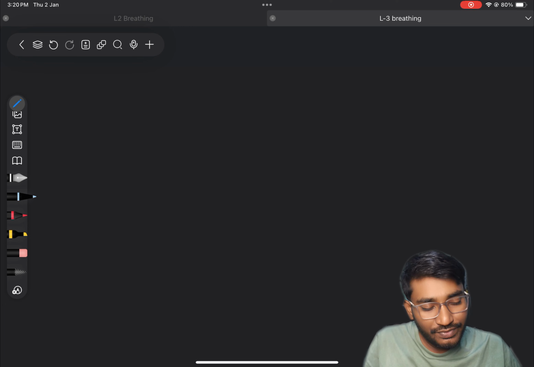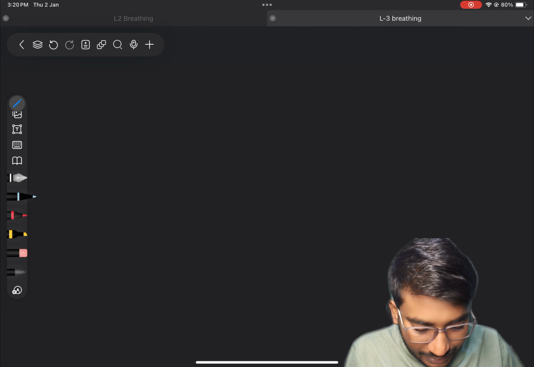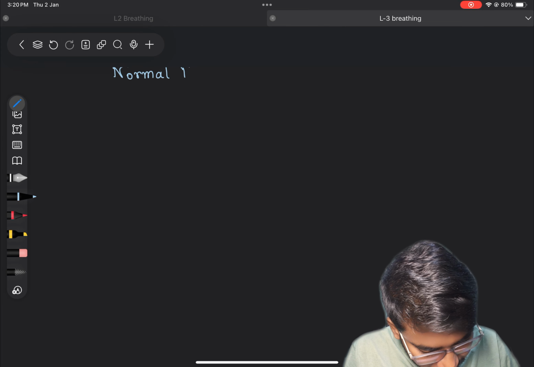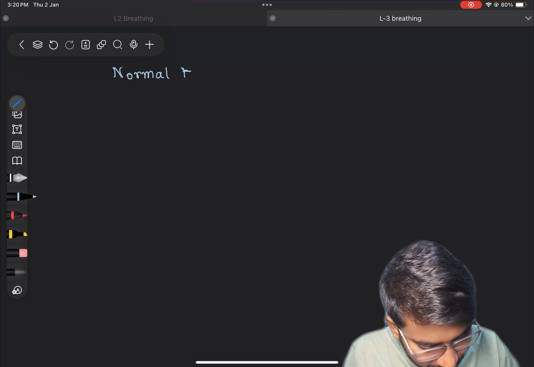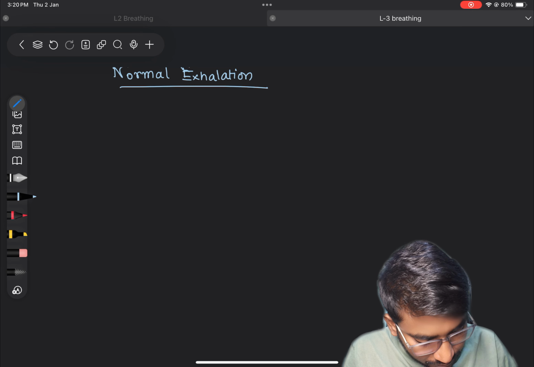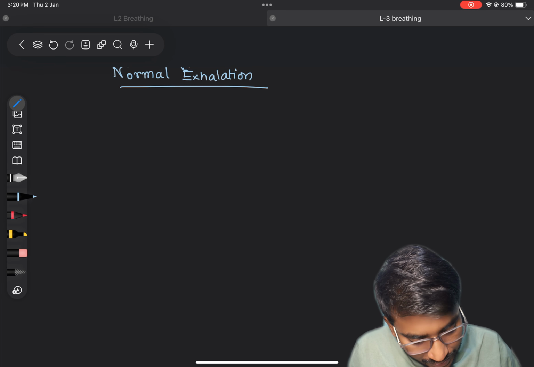Exhalation means excreting out the air from the lungs, which is mainly carbon dioxide. These gases are expelled out from the lungs while we get ready for normal inhalation after that. So write the topic as normal exhalation.